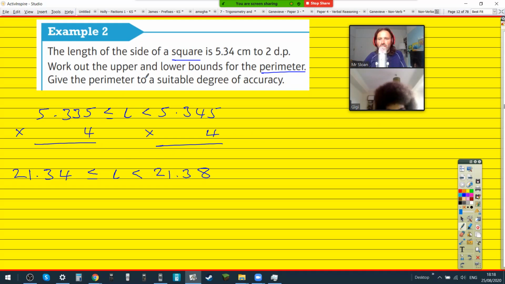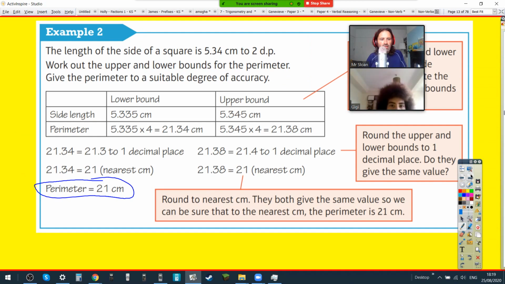Yeah, so this is a rounded value. So the lowest it could have been was this. The highest it could have been was this. The lowest the perimeter could be is this. The highest the perimeter could be is this. But we can be certain that the perimeter is 21 centimeters to the nearest whole number. Okay. Any questions about that? Okay.